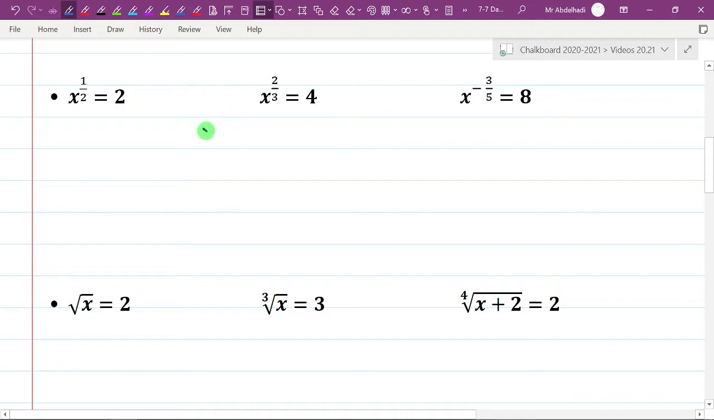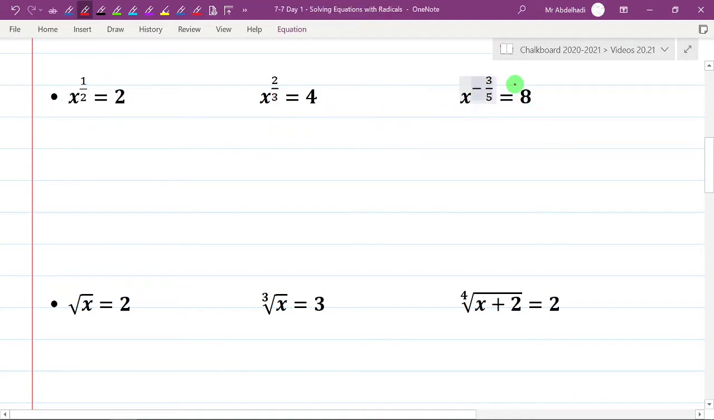Okay, so here's how this works. In order to solve, the word solve in algebra means to get x by itself, right? To get the variable by itself. So you just need to get rid of the power here. How do you get rid of this power? That's the question. If you can get rid of the power, you're done, right? That's it. You've solved for x.